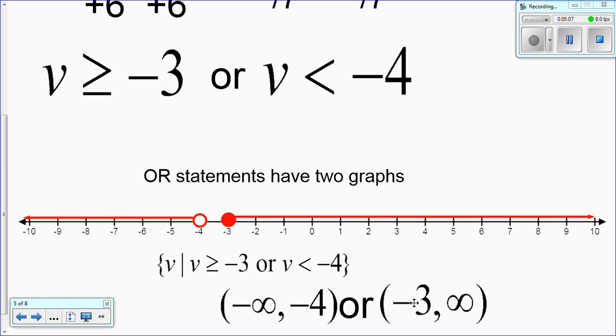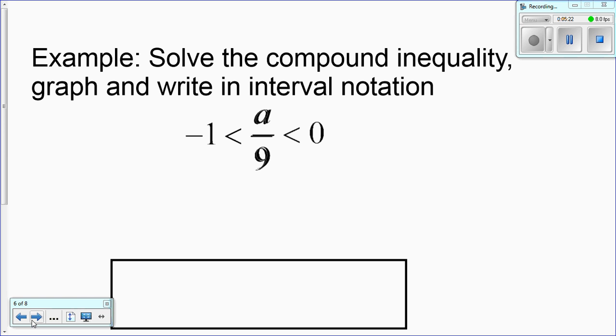Oh, this would be if you were going to write it in interval notation. With interval notation, if it's greater than -3, that means it's going to infinity. So it's not, that should have been, forget this, don't worry about this. It was wrong anyway. All right, let's go on to our next example.